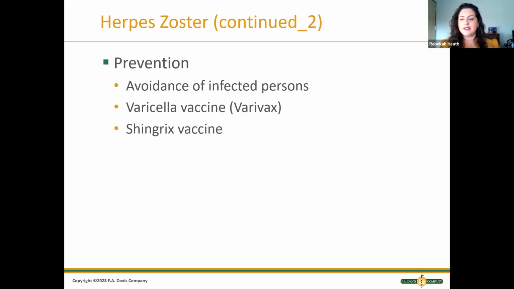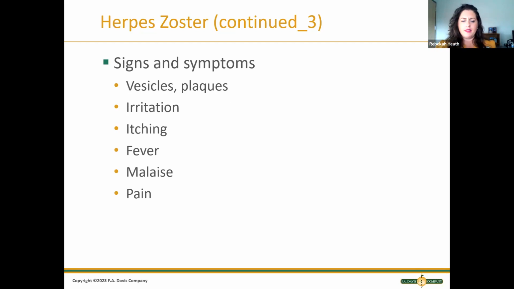So if somebody has an active infection, we want to avoid that. There's actually vaccines that they can take for that to help prevent. And then signs and symptoms, I mean, similar to some of these other skin irritations where you have these vesicles, it's irritated, it's itching, it's painful a lot of the time. They also can exhibit some fever and malaise, which is like exhaustion or just being very tired. And that's because their immune system is working overtime fighting this infection.